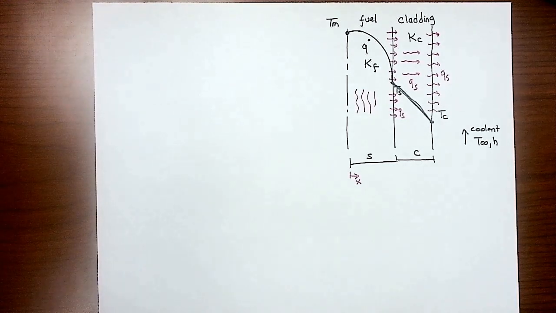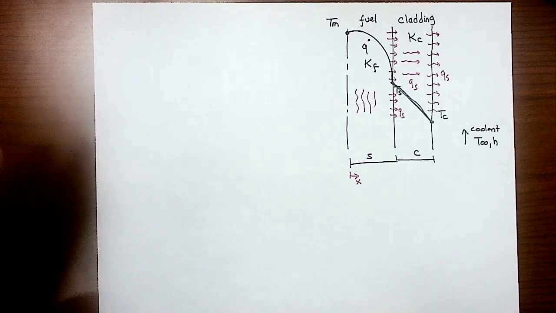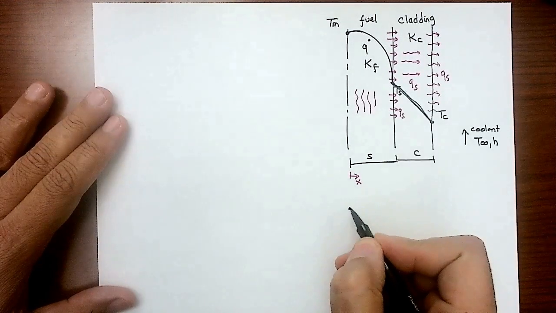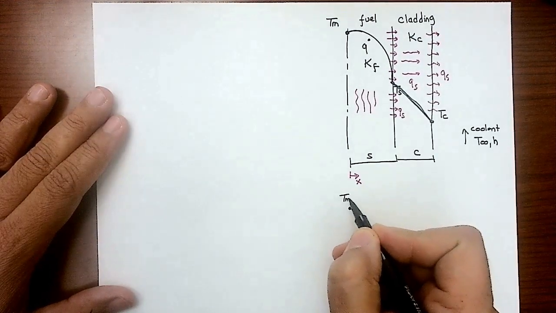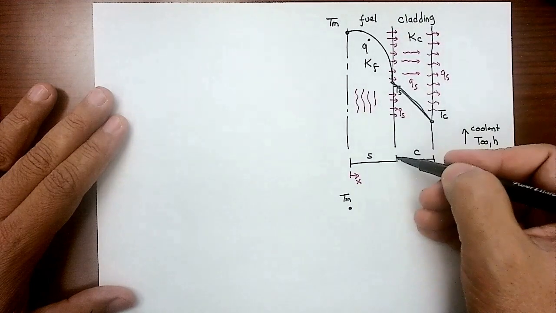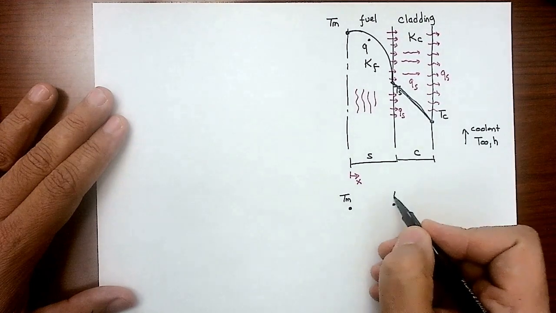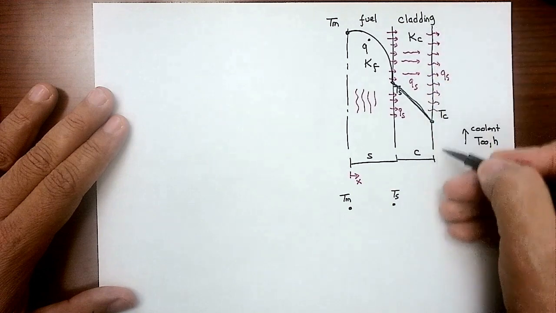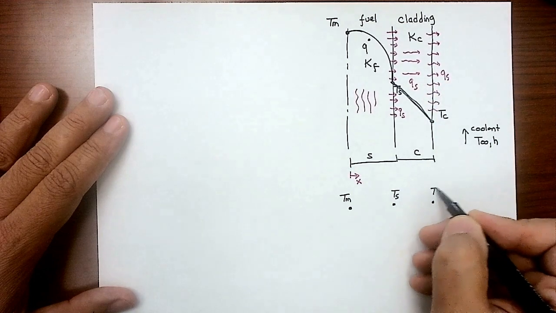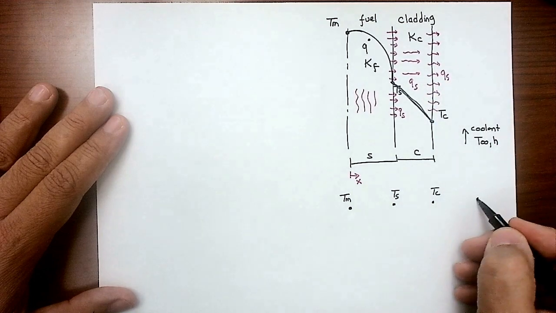Very easy here. Now, what is the absolute maximum temperature? It's going to be here. So I'm going to add a node here, call that T max. Then I'm going to have an interface temperature. We call that T surface. Now I'm going to call that surface temperature TC. Then I'm going to have the fluid temperature, which is T infinity.